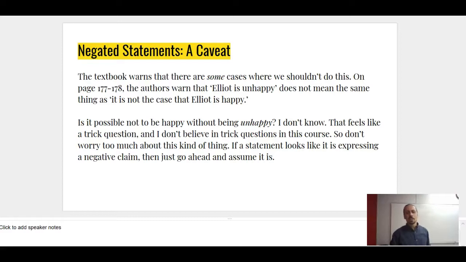Now the textbook, if you're reading along in chapter 6, where we're talking about sentential logic, on page 177, 178, your pagination might be different. There's some cases where you might not want to do this, right? The authors give an example, something like, Elliot is unhappy does not mean the same thing as it is not the case that Elliot is happy. Now, is it possible to not be happy without being unhappy? I don't know. Honestly, all that stuff feels like a trick question. I don't believe in trick questions. So don't worry about it. If a statement looks like it's expressing a negative claim, just go ahead and assume it's expressing a negative claim and do what I suggested, which is use that tilde operator, use that not. I don't think it's good pedagogical practice to get cheap shots like that. Anyway, moving on.